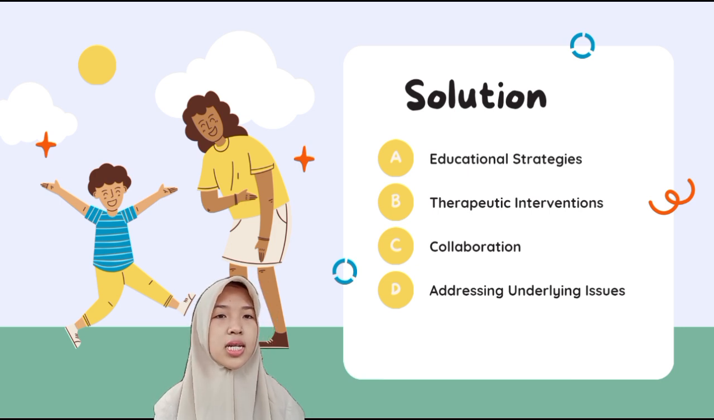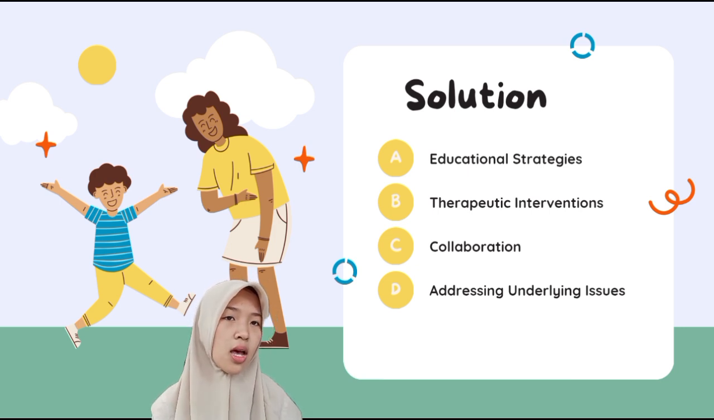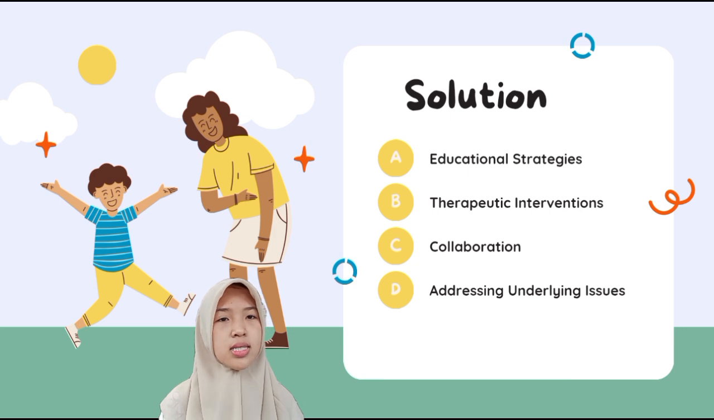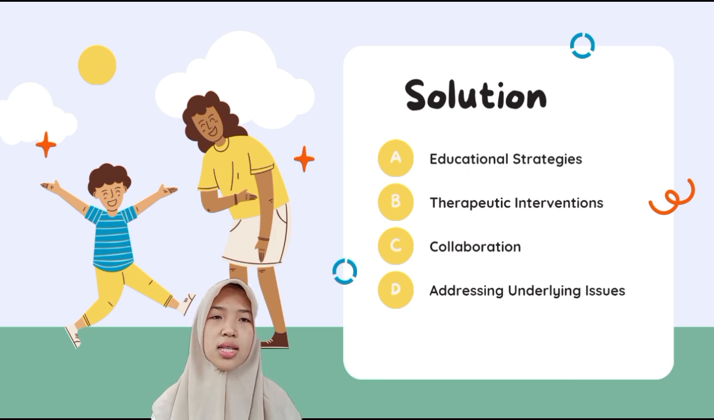The second is therapeutic interventions: occupational therapy, speech language therapy, and behavioral therapy. The third is collaboration, open communication between parents, teachers, and specialists. And the last solution is addressing underlying issues: medical intervention for medical concerns and counseling for emotional or social issues.